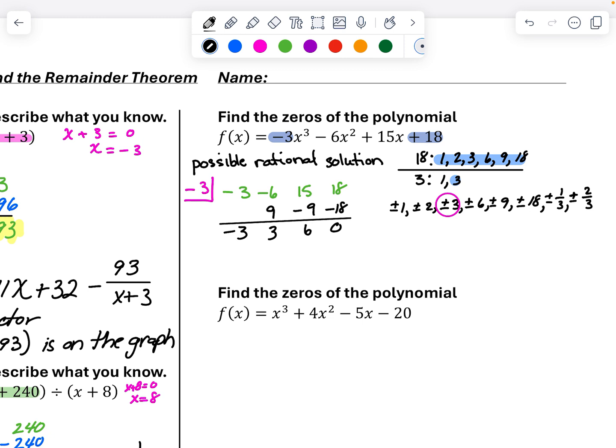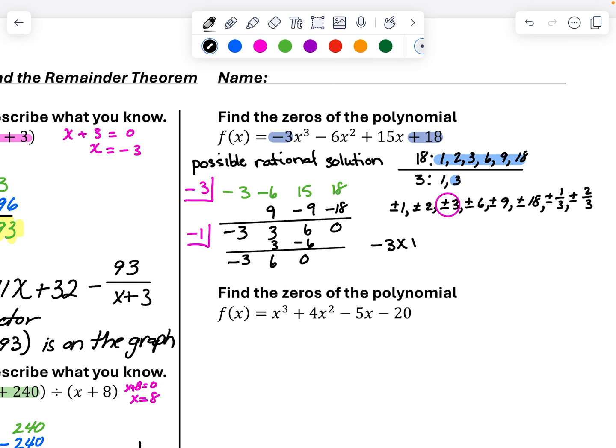What else is going to work? Negative 1 is going to work. So I'm going to put negative 1 in here. Put my bar. Put negative 1 right here. I'm sorry, put negative 3 right there. Negative 1 times negative 3 is positive 3. 3 plus 3 is 6. Negative 1 times 6 is negative 6. That's 0.